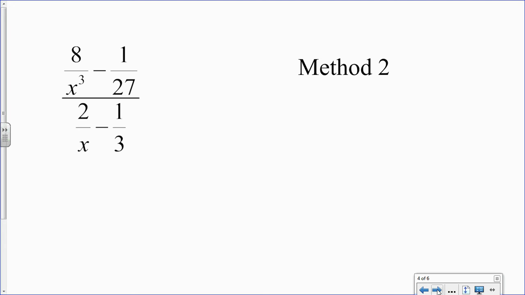So you find the LCD of every single denominator. I'm going to go ahead and put parentheses around my numerator and denominator. But what I'm finding is the LCD of every single denominator. So this one, x cubed, 27, x, and 3. I have 4 little denominators in this problem. So I need the LCD between all 4 of those.